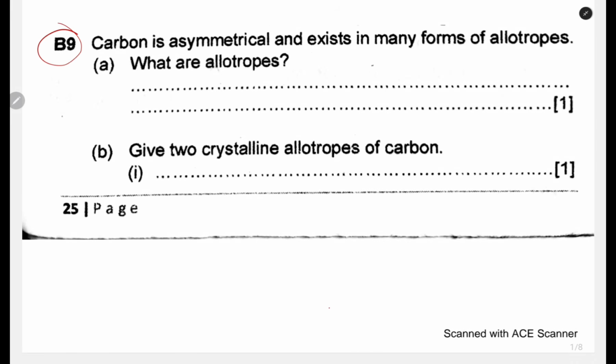Carbon is asymmetrical and exists in many forms of allotropes. What are allotropes? So that is the first question. To answer this question, allotropes are just molecules.